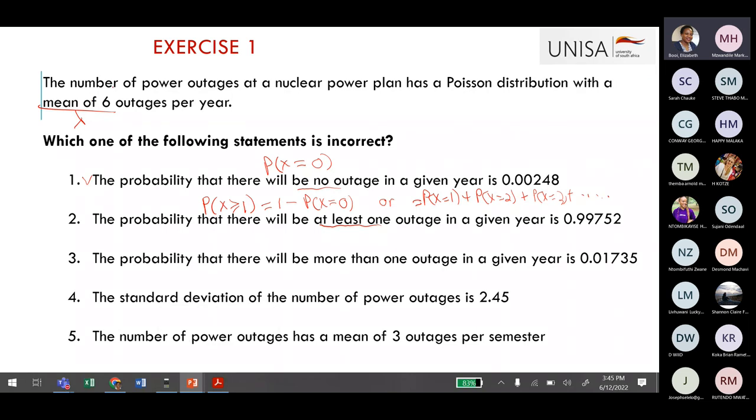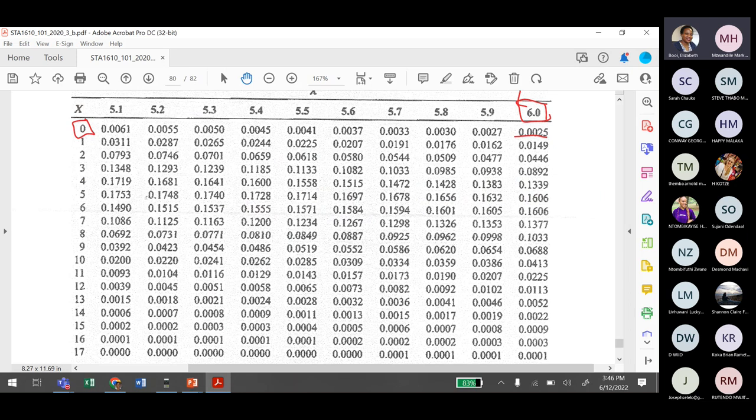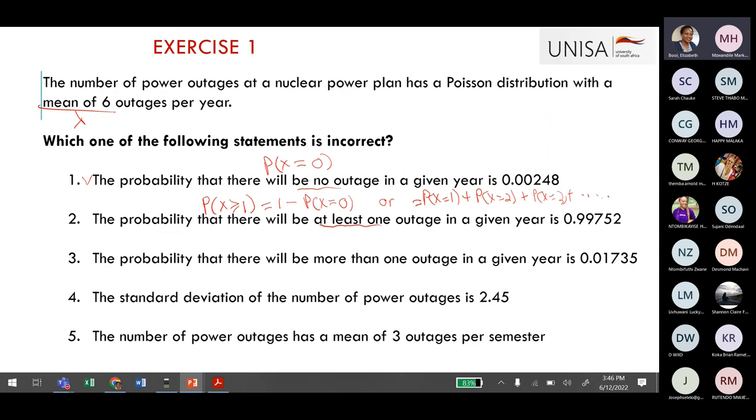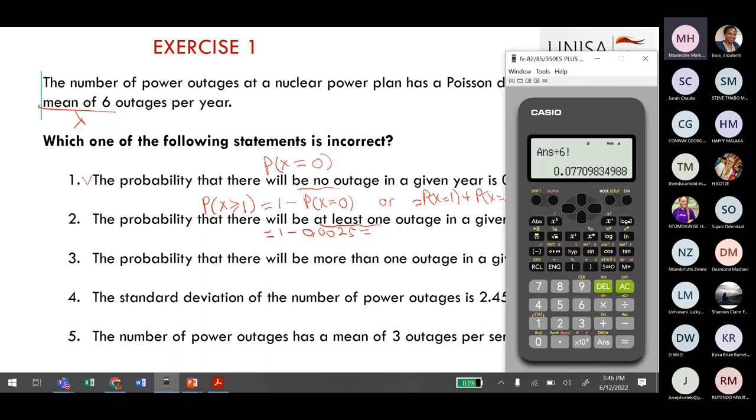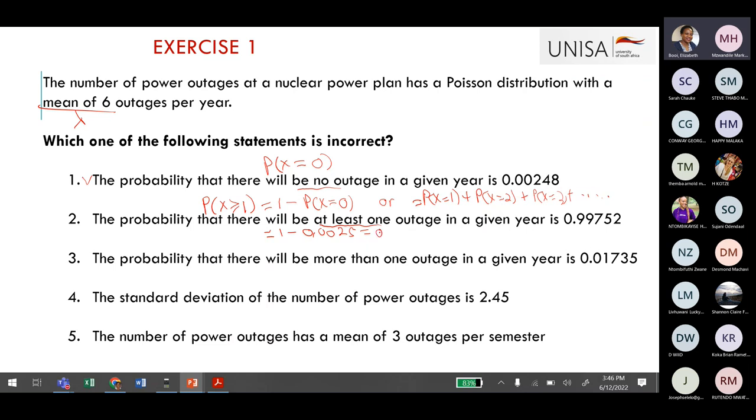We're still using the same table because all the information is related to 6. Instead of adding all these values, we can just take the complement, which is 1 minus the probability that X equals 0, so 1 minus 0.0025, which equals 0.9975. That is the correct one, which means that statement is correct.